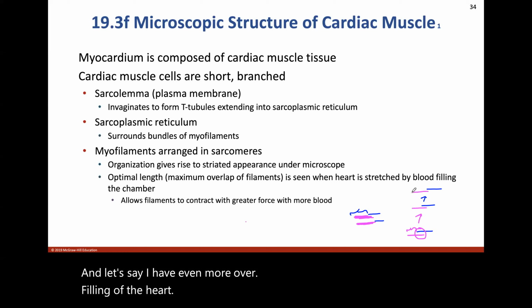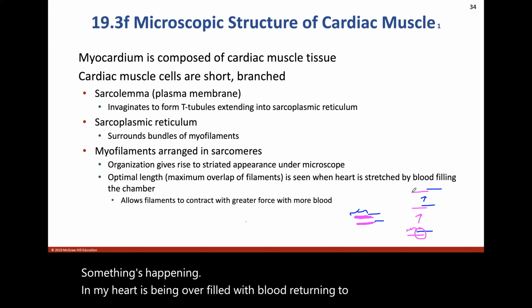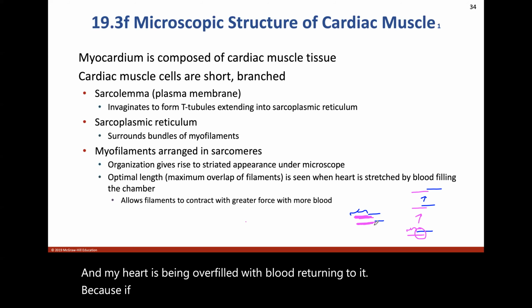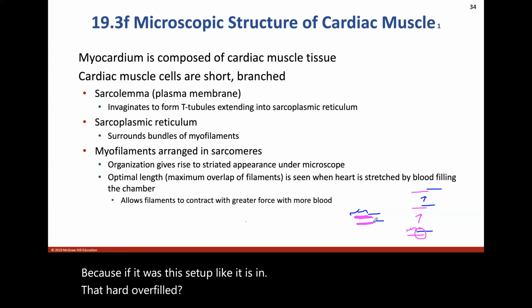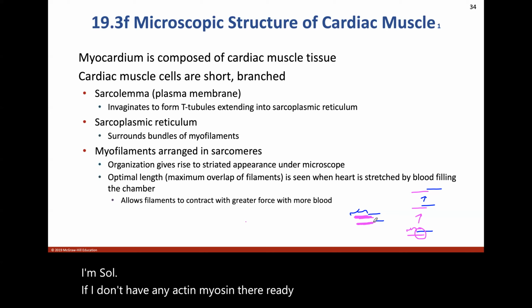Okay, I have a built-in fallback position just in case something's happening and my heart is being overfilled with blood returning to it. Because if it was this setup like it is in skeletal muscle, if that heart overfilled, I'm SOL. If I don't have any actin and myosin there ready to interact with one another, there ain't nothing going to happen.